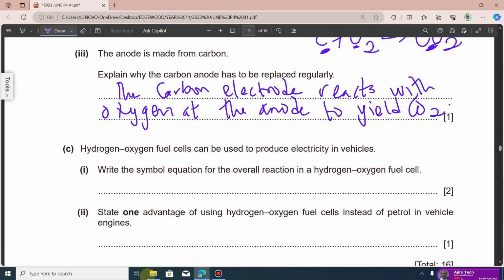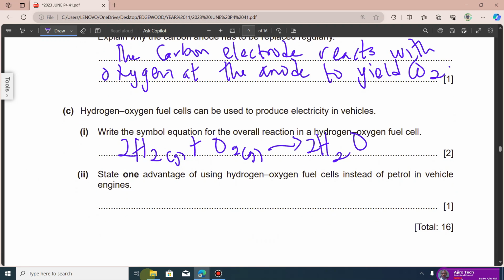Hydrogen-oxygen fuel cells can be used to produce electricity in vehicles. Write the symbol equation for the overall reaction in a hydrogen-oxygen fuel cell. So hydrogen-oxygen fuel cell, we're having H2 gas plus O2 gas to liberate water, H2O. So right, balance this. So this is the symbol equation for the overall reaction in the hydrogen-oxygen fuel cell.